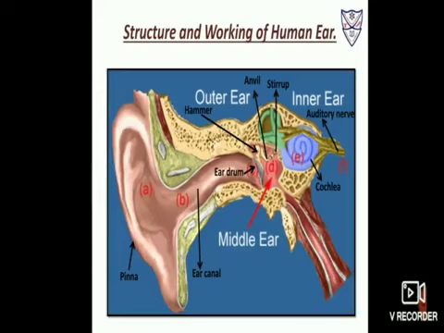And last is the inner ear. The inner ear consists of the cochlea. The cochlea is filled with fluid and has many hair cells inside it. Till now we have discussed the structure of the human ear. Now let us understand the working of the human ear. While I am explaining this, again observe this figure.